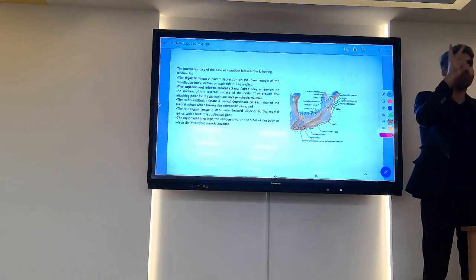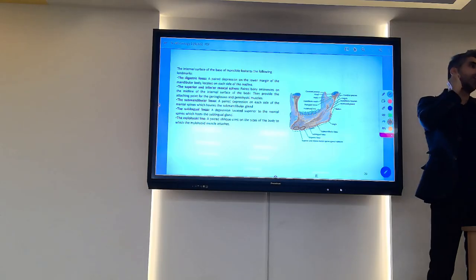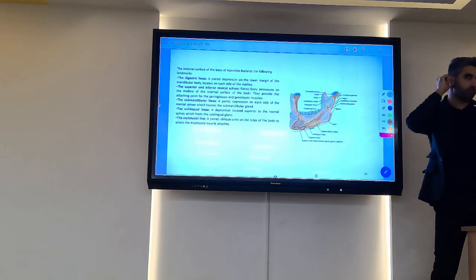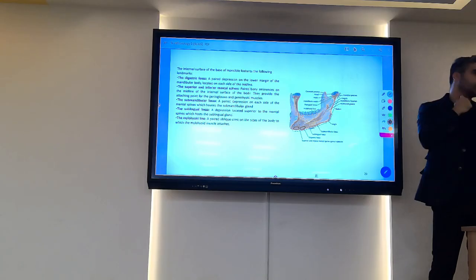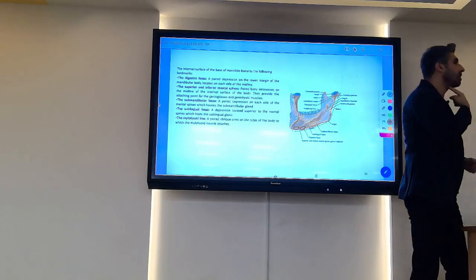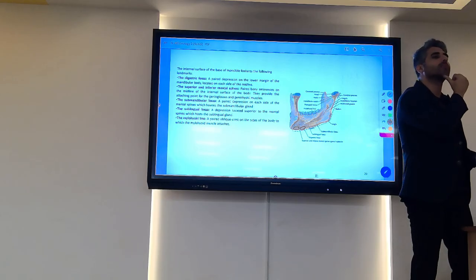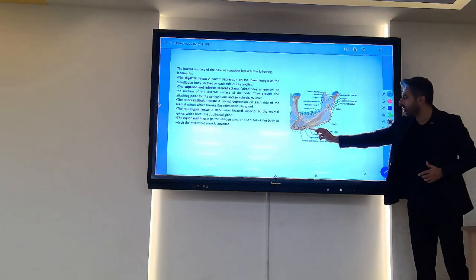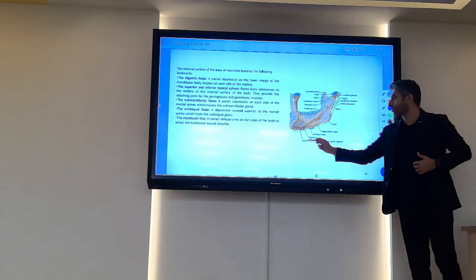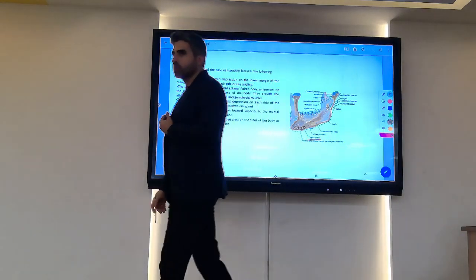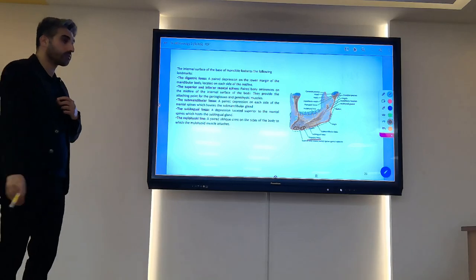Digastric means two bellies. It has two parts. One part here, one part here. The posterior part starts from the mastoid and attaches to the hyoid. The anterior part starts from the hyoid and attaches here, to this side of the mandible. For this reason, here we have the digastric fossa. The digastric muscle finishes here.